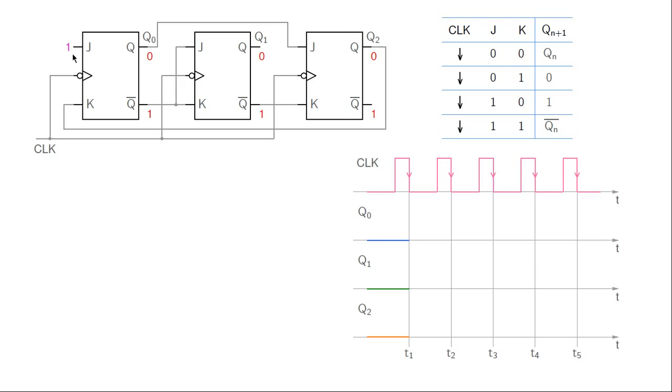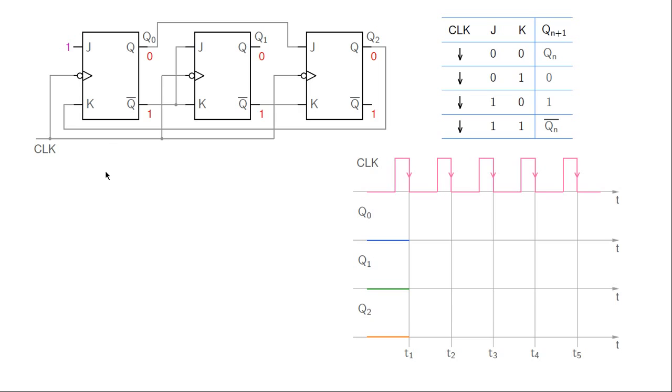J0 is connected to 1, so it is always equal to 1, does not change with time. K0 is the same as Q2. J1 and K1 are tied together and they are equal to Q0 bar. J2 is the same as Q0 and K2 is equal to Q1 bar. So these are our connections. This is the clock input, and we are also given that Q0, Q1, Q2 are all 0 to begin with. And let us see now what happens.